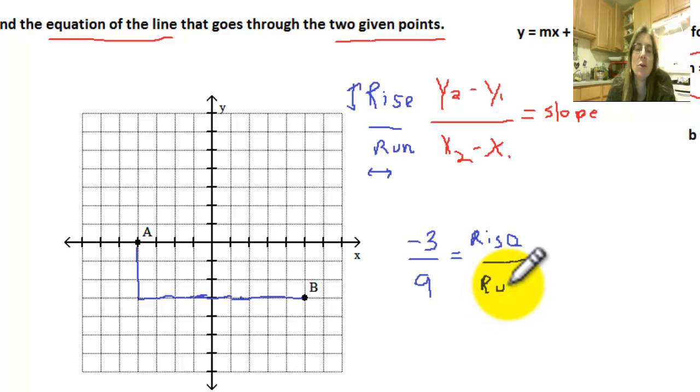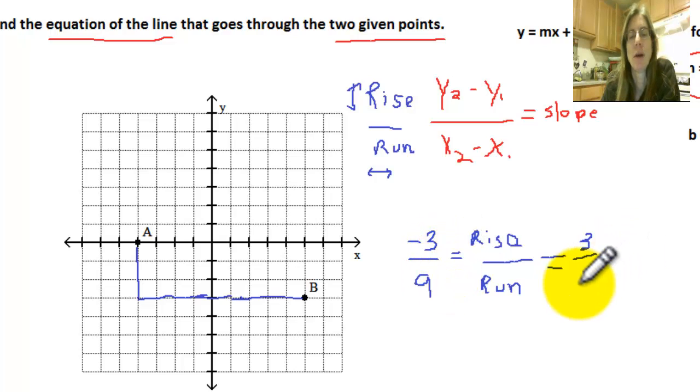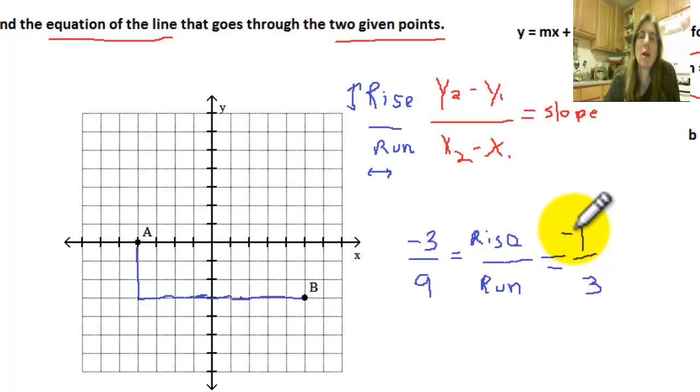Now this can be reduced. If you divide this by 3, you get 3, and whatever you divide on the numerator or denominator, you have to do on the other. Let's try that again. 3 divided by 3 is 1, and then 9 divided by 3 is 3. We divided by a positive 3, so this is actually a -1. So the slope then is -1/3.